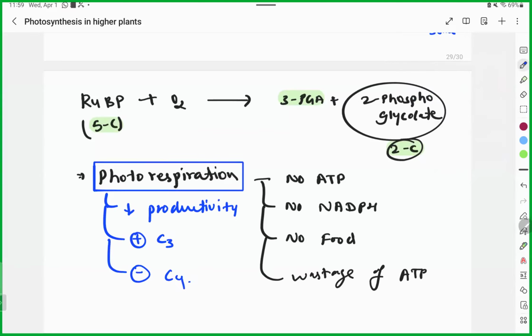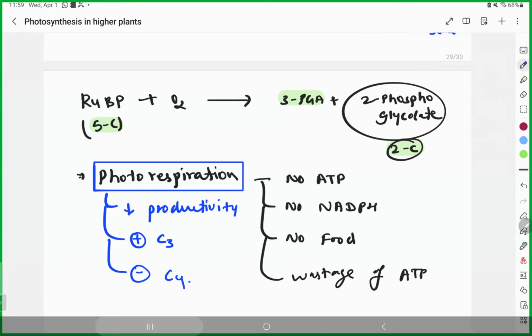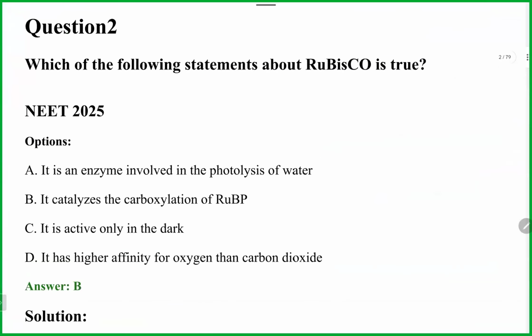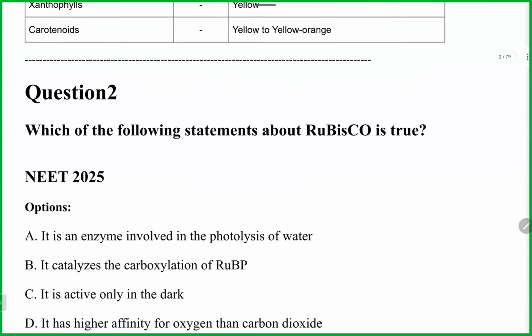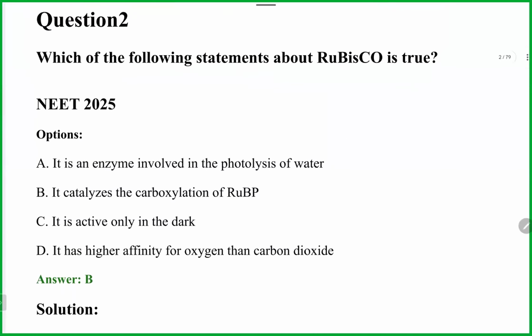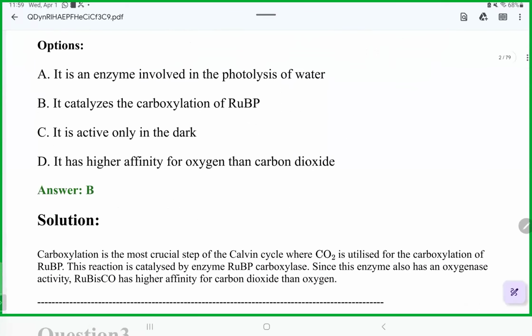Anybody have doubt? No, sir. Higher affinity for oxygen is wrong. So can we scroll up? Scroll up. Yes. Not the PDF.